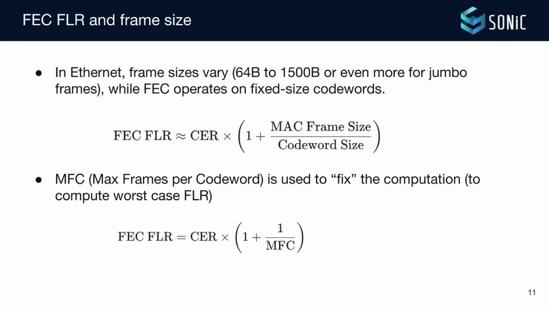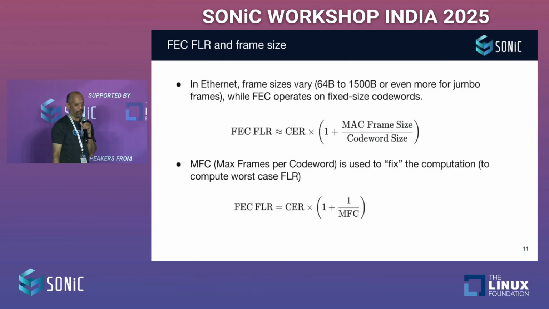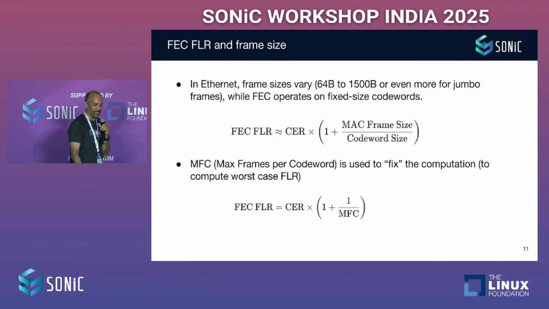In Ethernet, frame size varies, obviously, from 64 bytes to 1500 bytes, or even jumbo frames, which are bigger than that. But you need to find the correlation between the FEC FLR, the FEC frame loss ratio, versus the frame size. So these are two formulas. We don't need to go into all the details of these mathematical equations. But by and large, the FEC FLR is basically the code word error ratio multiplied by (1 + MAC frame size divided by code word size). That translates into the lower formula shown here, which is nothing but the code word error ratio multiplied by (1 + 1/MFC), right?